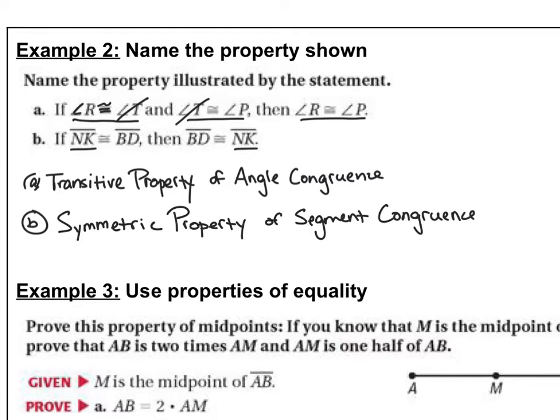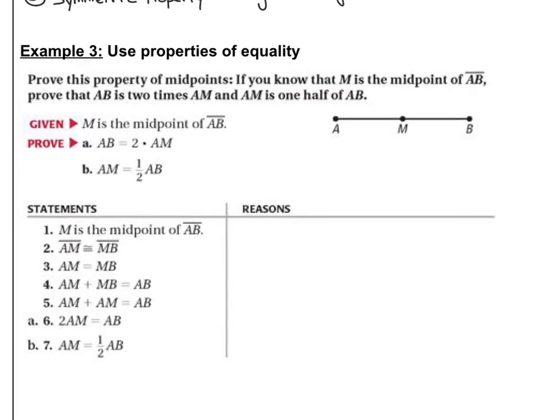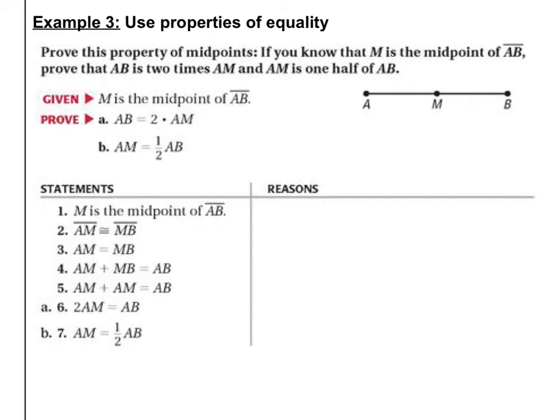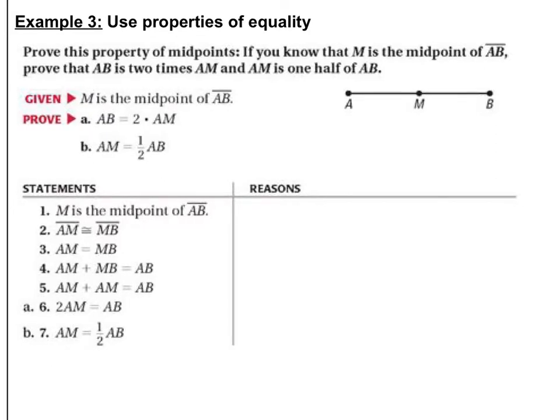Okay. All right, so let's talk about the last example here, example number 3, and this is another proof, so bear with us here. All right, so M is the midpoint of AB, so we notice that is also our first statement here, so this is going to be our given. We know that AM is congruent to MB. Now, I would suggest that if you can, mark on here that they are congruent because M is the midpoint.